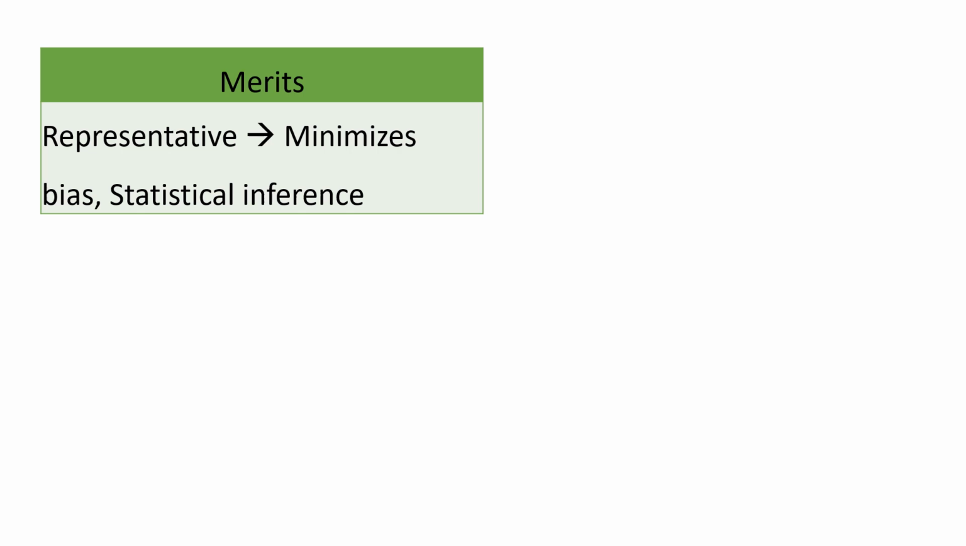Let's proceed to the merits and demerits of probability sampling. The main importance of probability sampling is that the sample is representative of the target population. Since we select the data based on the randomization principle, it minimizes selection bias, and that allows us to make statistical inference.